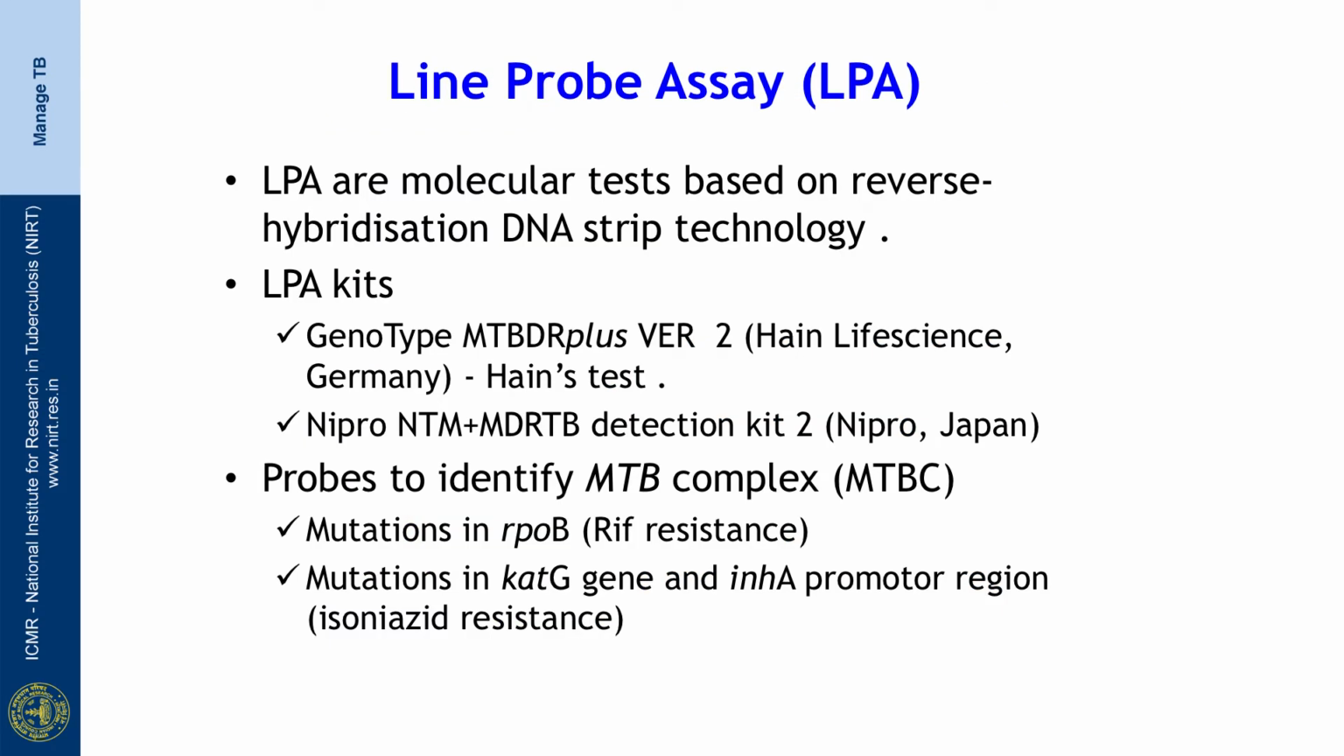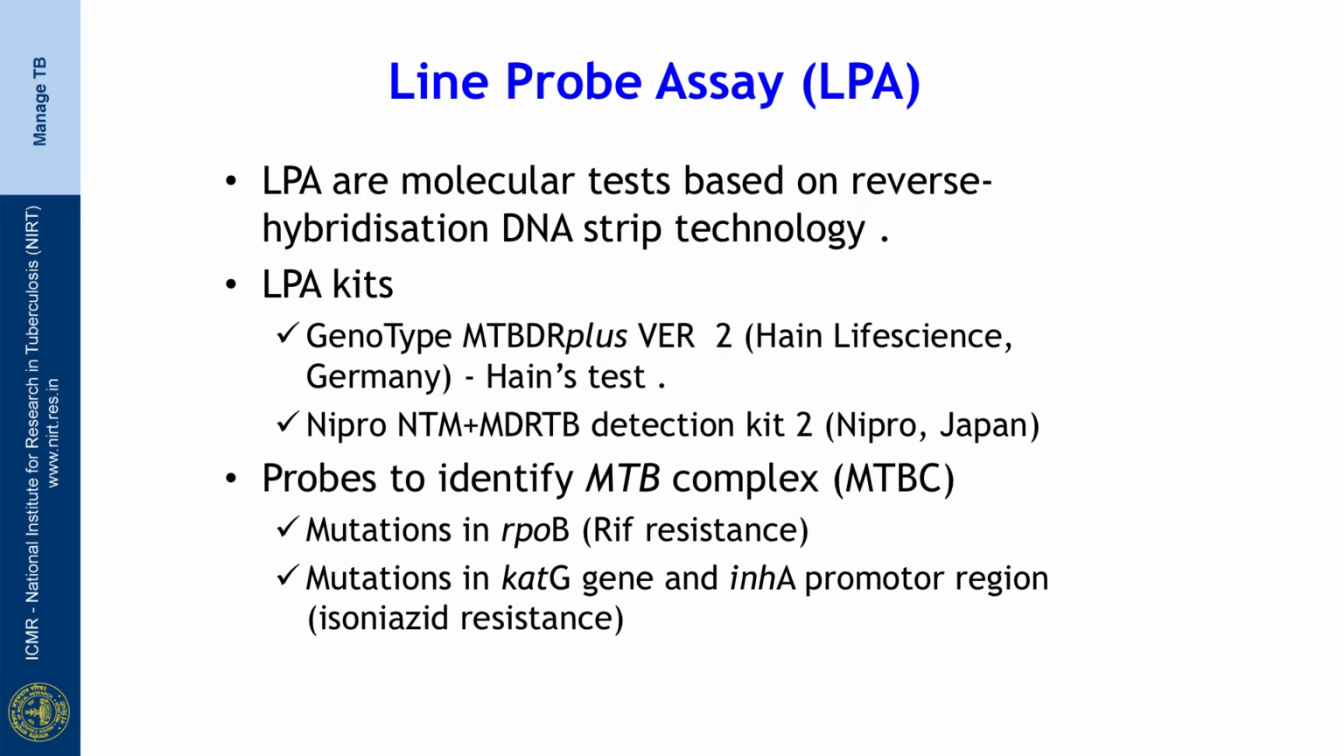So, the next available technology is the line probe assay. The line probe assay is also a molecular test which is based on a reverse hybridization DNA strip technology. There are 2 kits of LPA which have been approved by FDA. One is the GenoType MTBDRplus version 2, which is a Hain Lifescience kit which is generally called as a Hain test. The other one is the Nipro NTM plus MDRTB detection kit 2.